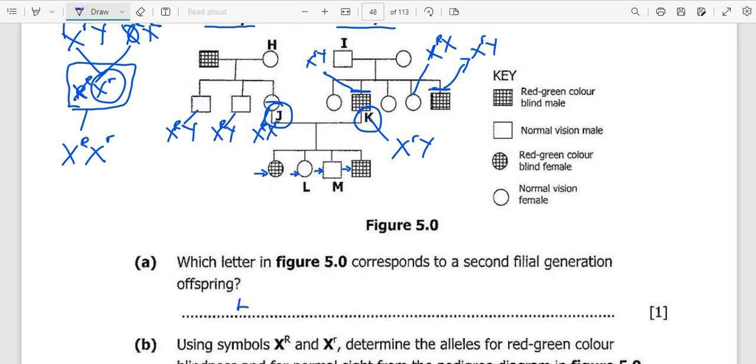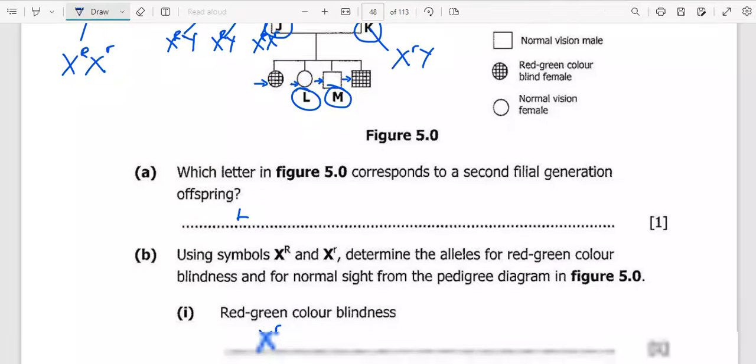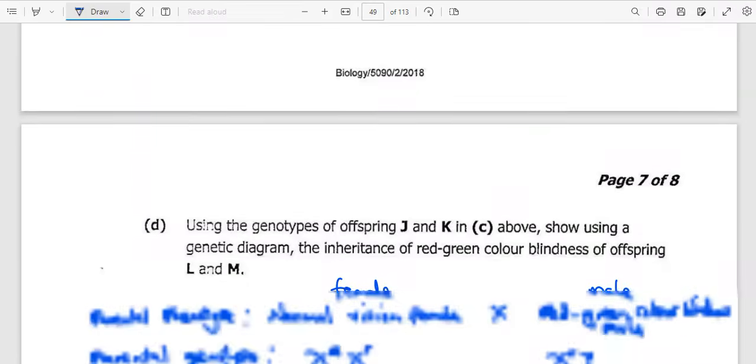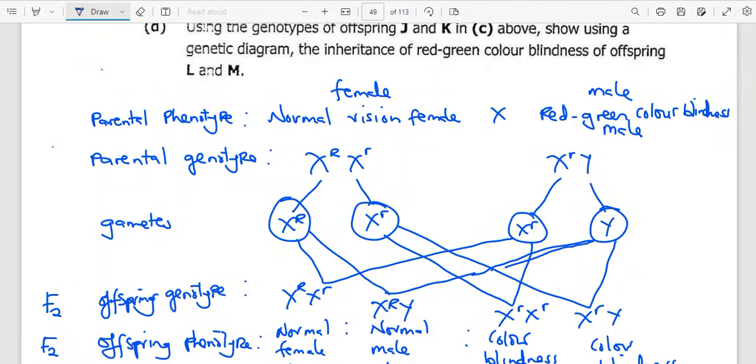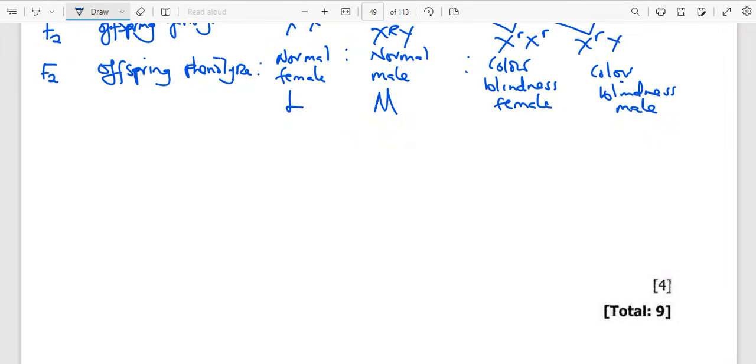So meaning that when you look at the question here, we have L and M, so these are normal. Let us identify those that were normal: we have the female who is L, and then we have M, the male there. You can write this is F2, and then we have F1, so this is F1. So it means that you've gotten the marks, which is 4 marks there.